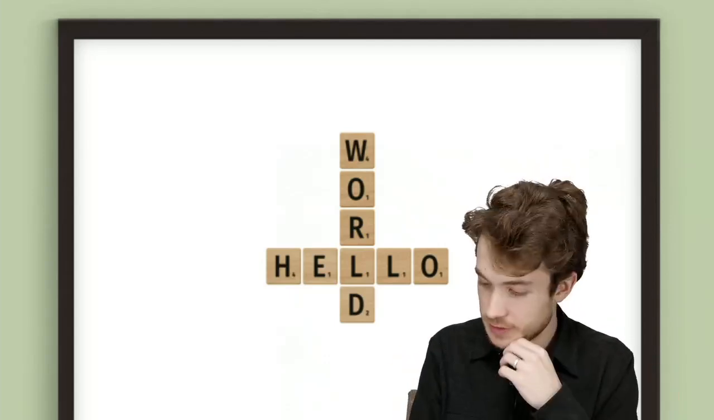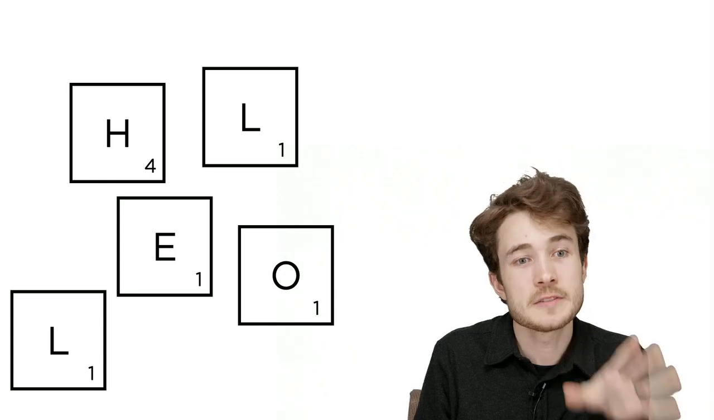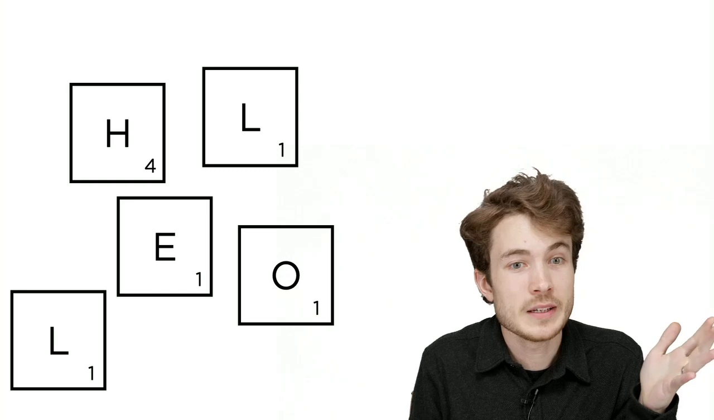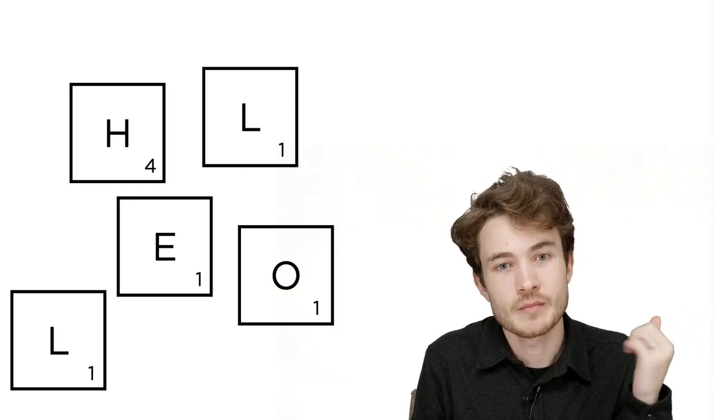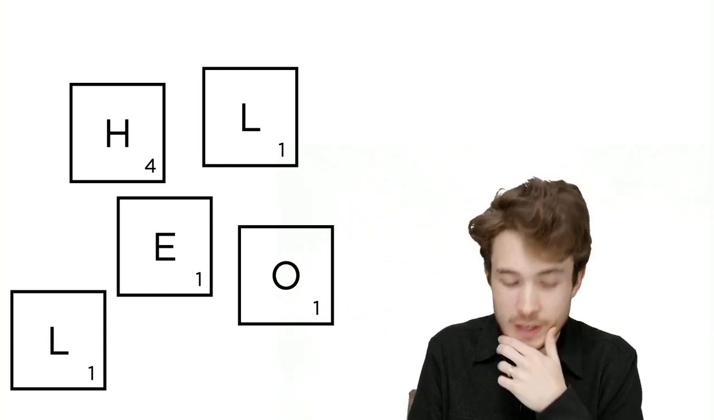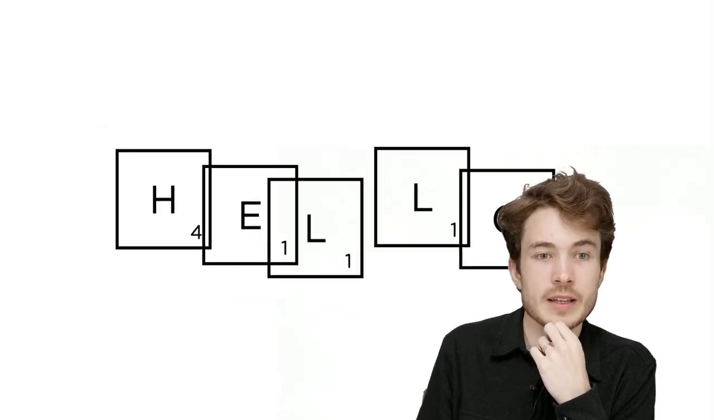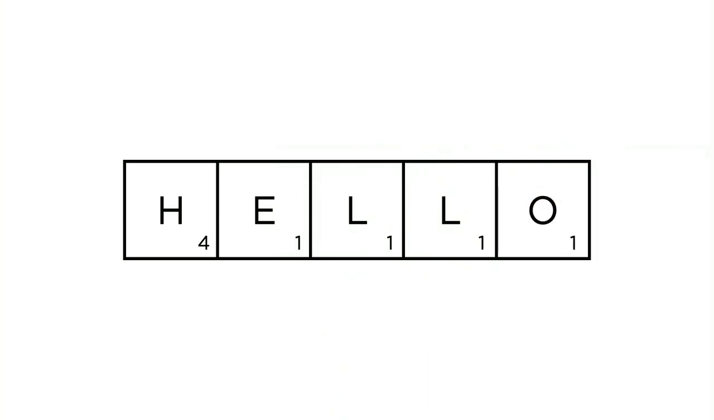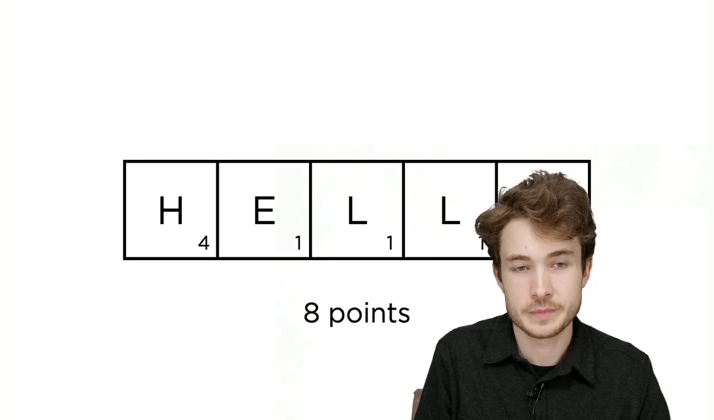So if you had, for instance, something that looked a bit like this, these 5 letters, what word could you make from these 5 letters? You could probably make hello. So you could take all these 5 letters, convert them into this word hello, and in Scrabble you'll play a word that looks a bit like this. Notice here that H is worth 4 points, E is worth 1 point, L is worth 1 point, and O is worth 1 point. And if you add all of these points up, 4 plus 1 plus 1 plus 1 plus 1, you get a total of 8 points for playing this word.